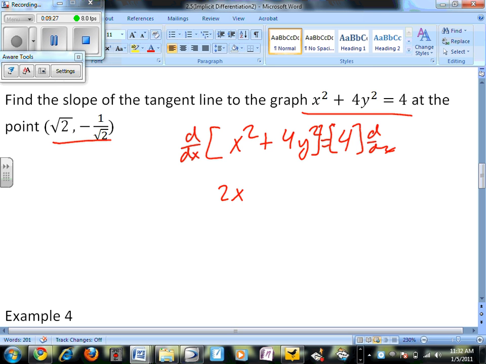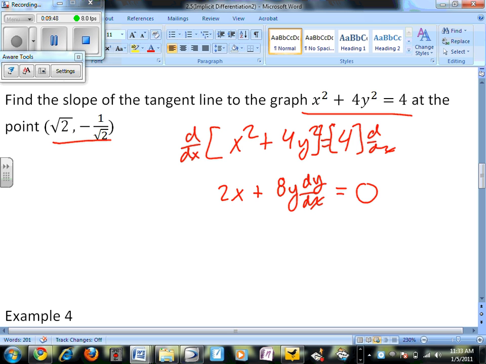Now when I take 4y squared with respect to x, I have to actually take the derivative of y and then multiply it by the derivative with respect to x. So when I take the derivative of y, I get 8y, times the derivative with respect to x, dy/dx, equal to, now a constant. The derivative of a constant is always 0.